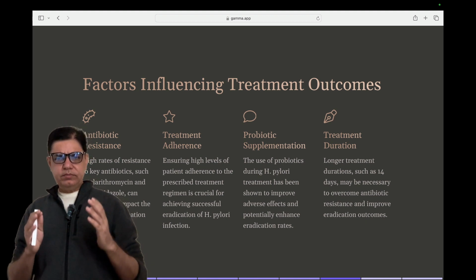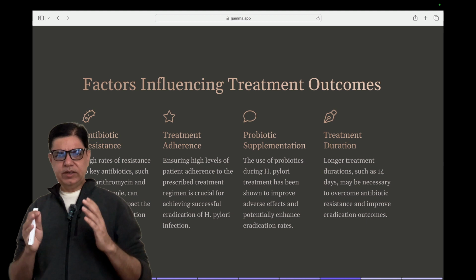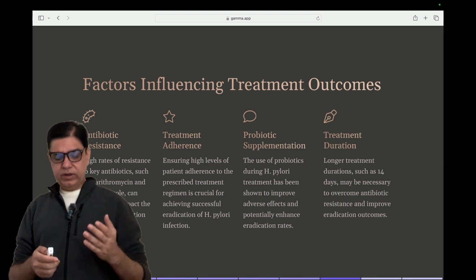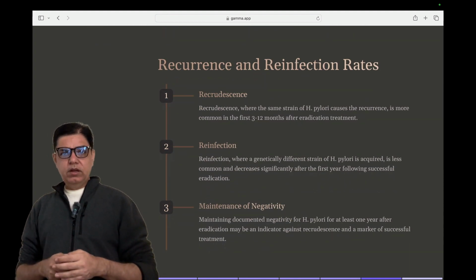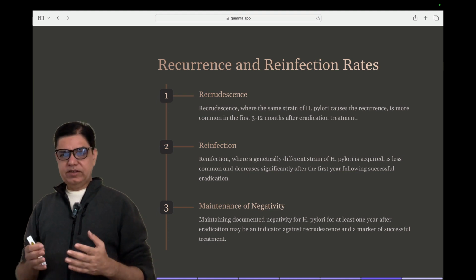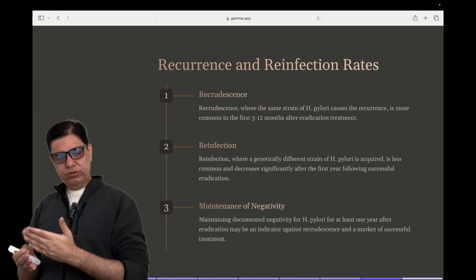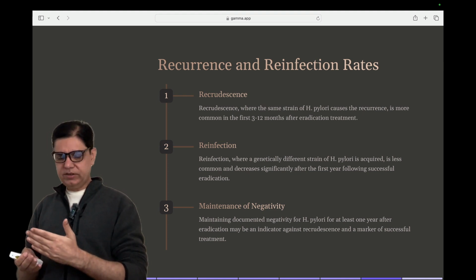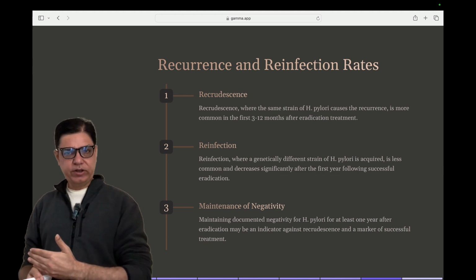And again, treatment duration matters a lot. 14 days is the standard treatment time to eradicate this infection from your stomach. Some people do get recurrence and reinfections. If you do the urea breath test and stool antigen test, you might see that they have been cleared, and then again they redevelop the infection.